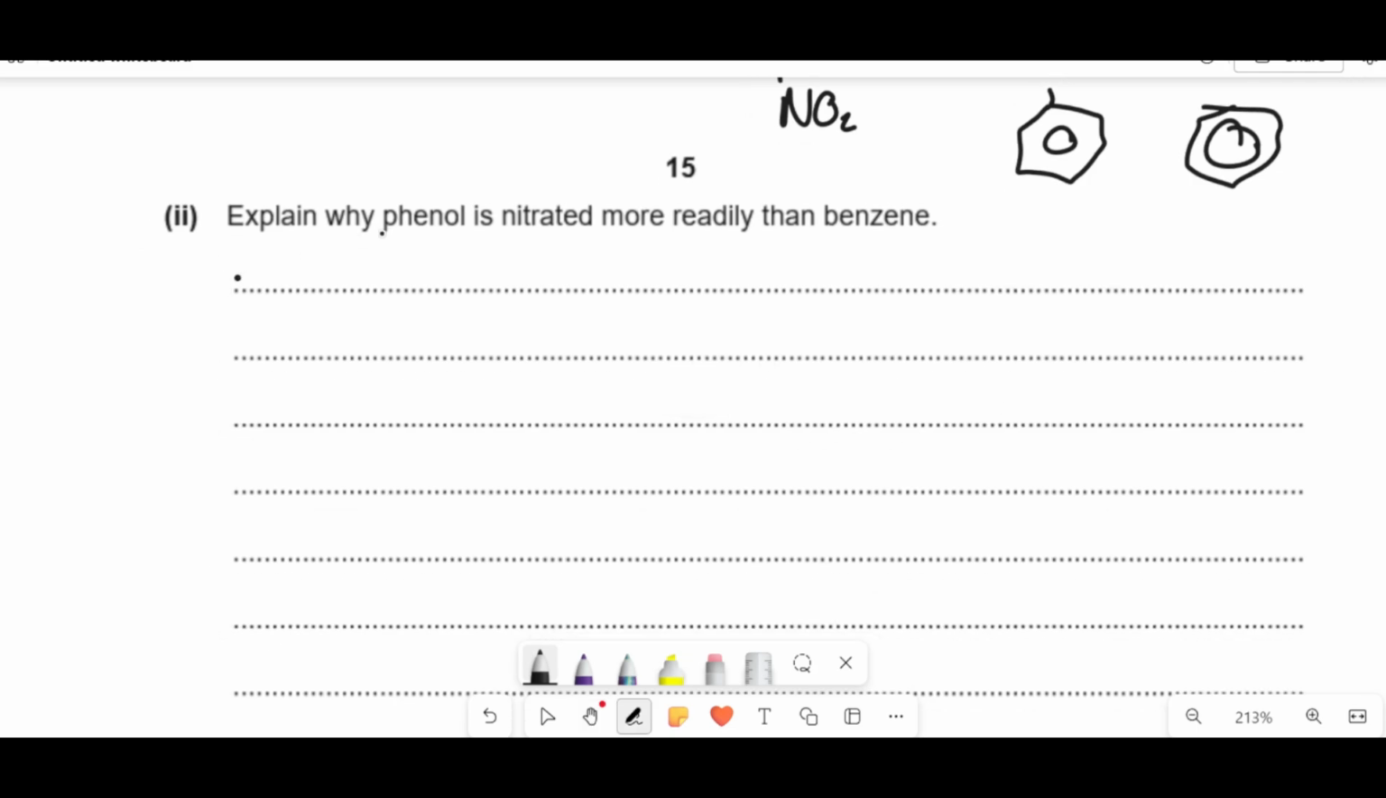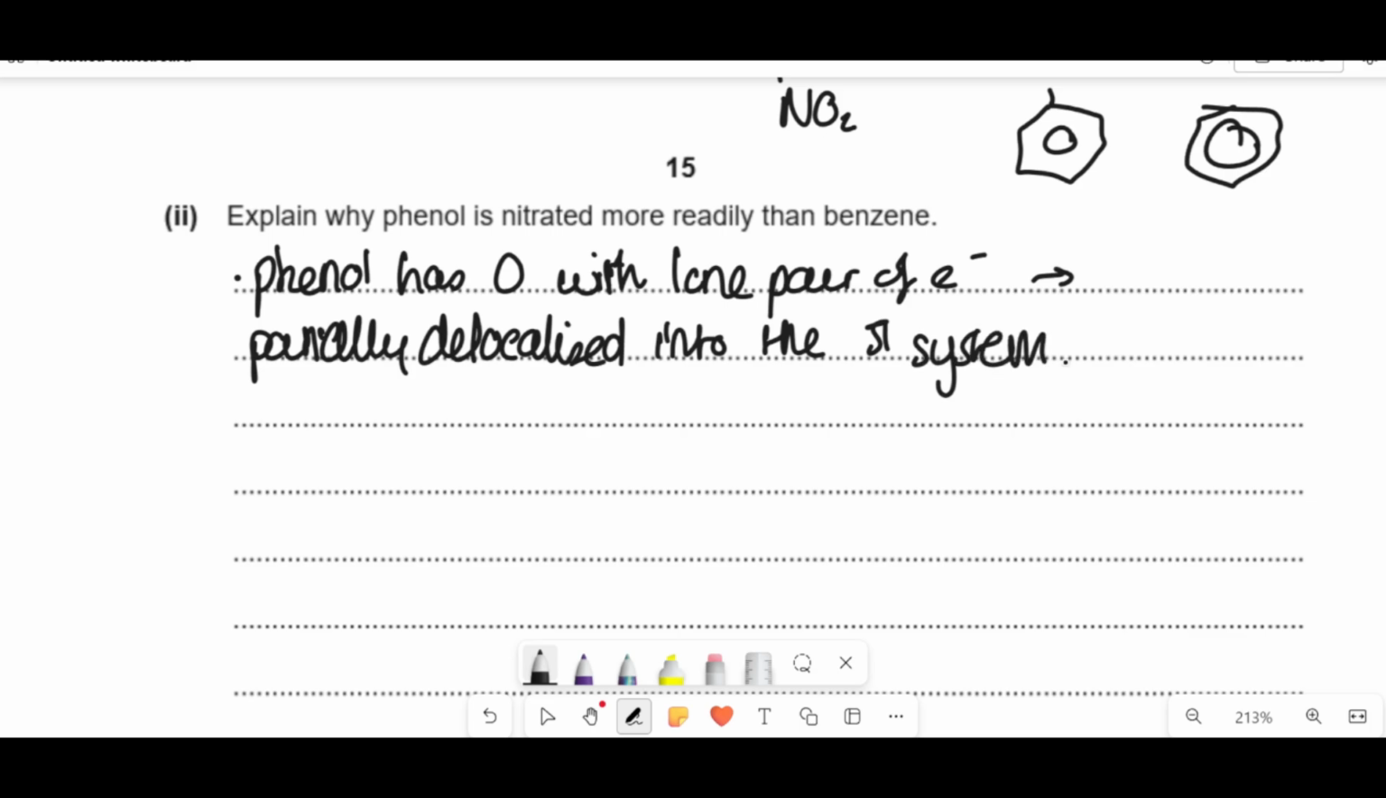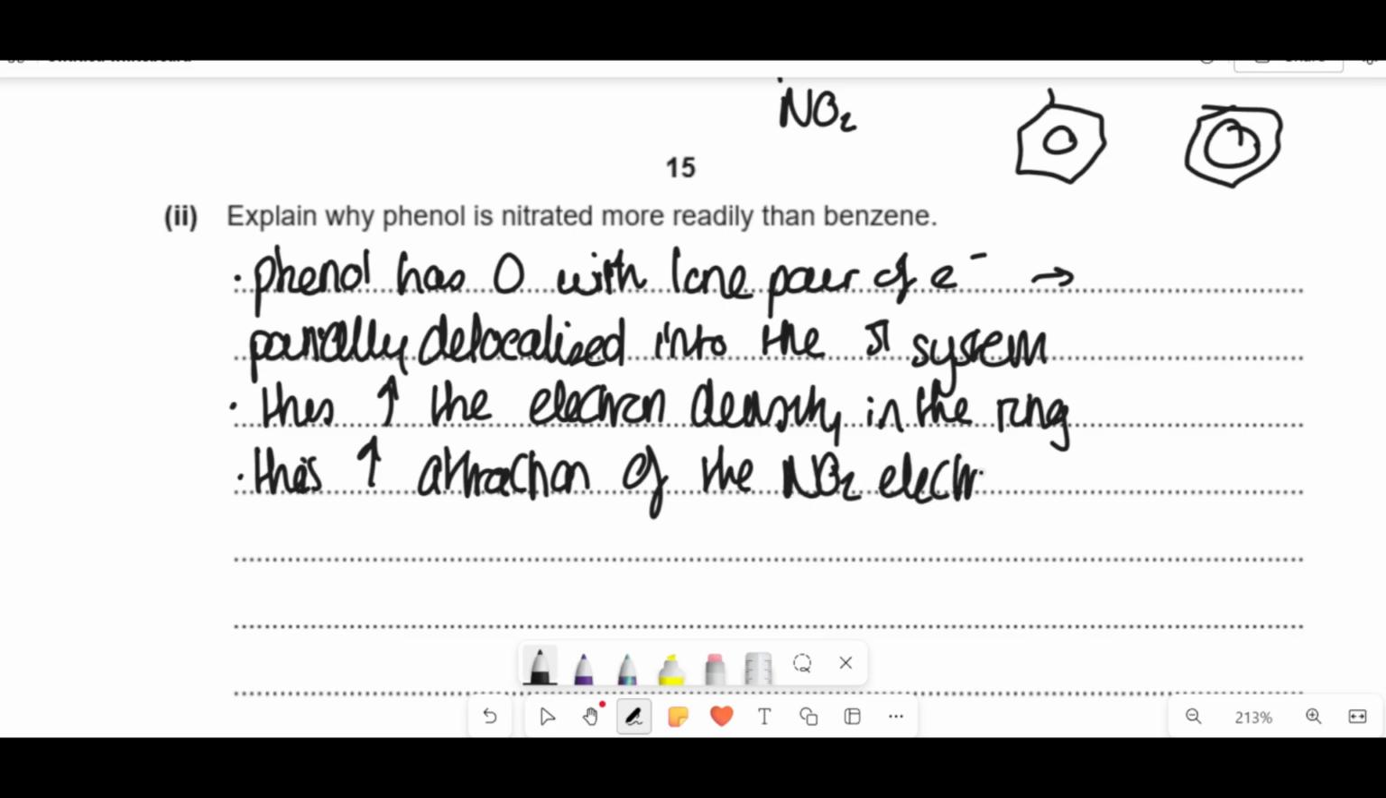In phenol, because you can compare them side by side and figure it out like that. So phenol has oxygen with a lone pair of electrons. These are partially delocalized. They're literally dragged into that ring, into the pi system or ring, right? What this does is it will increase the electron density in the ring, and this increases the attraction of the NO2 electrophile more, and there you go.